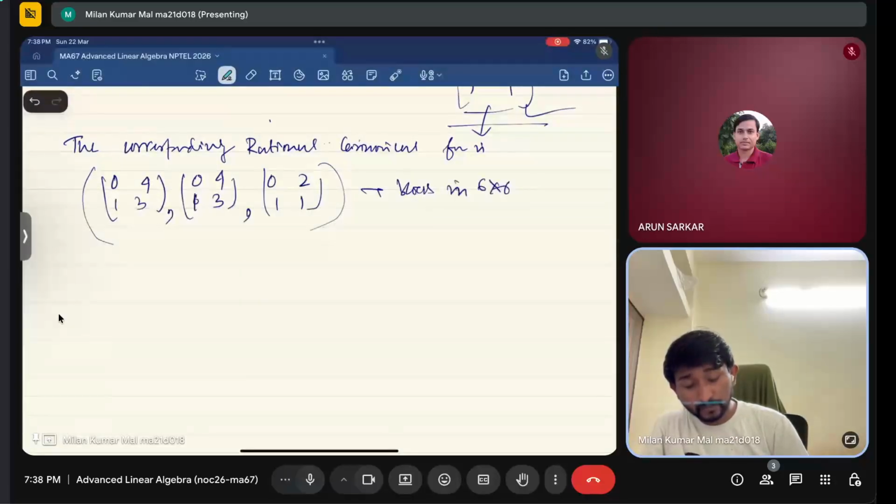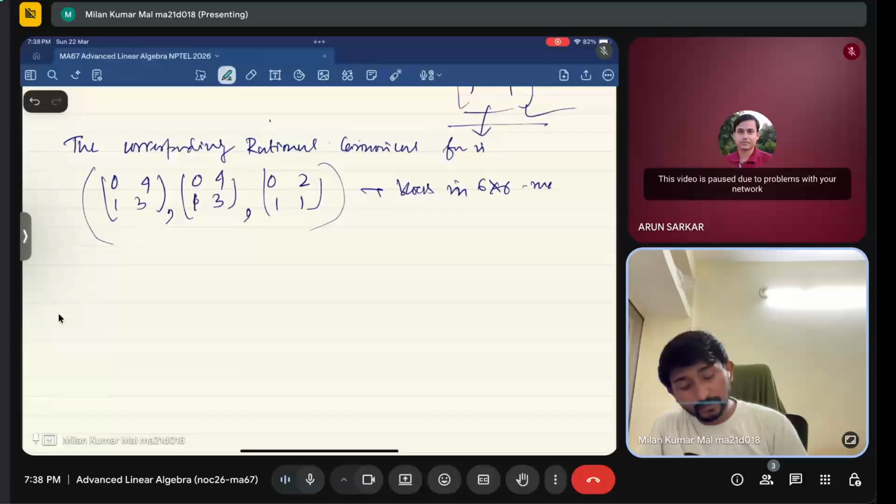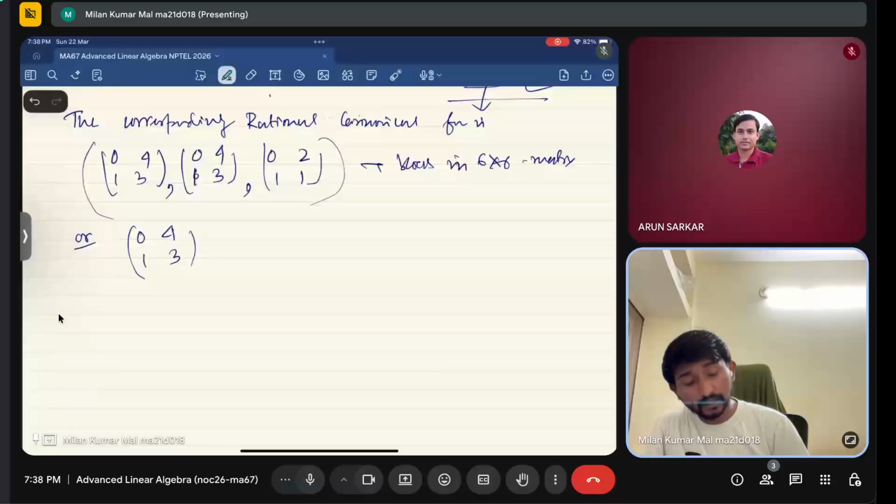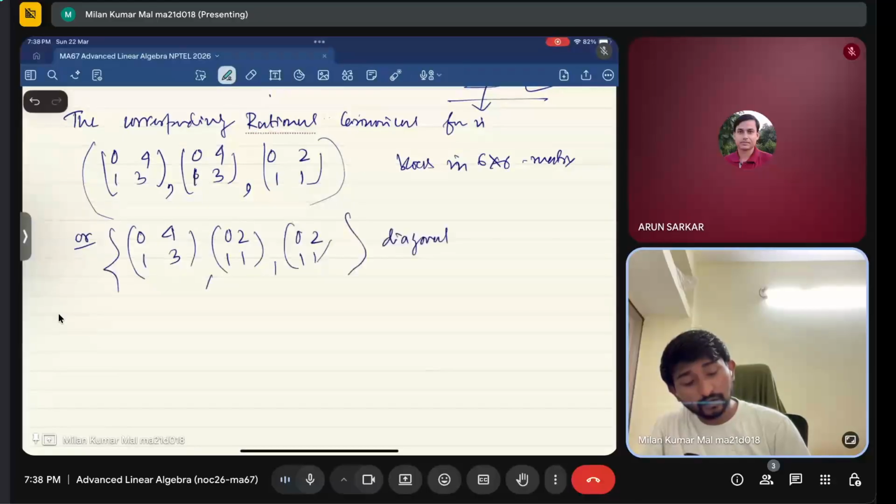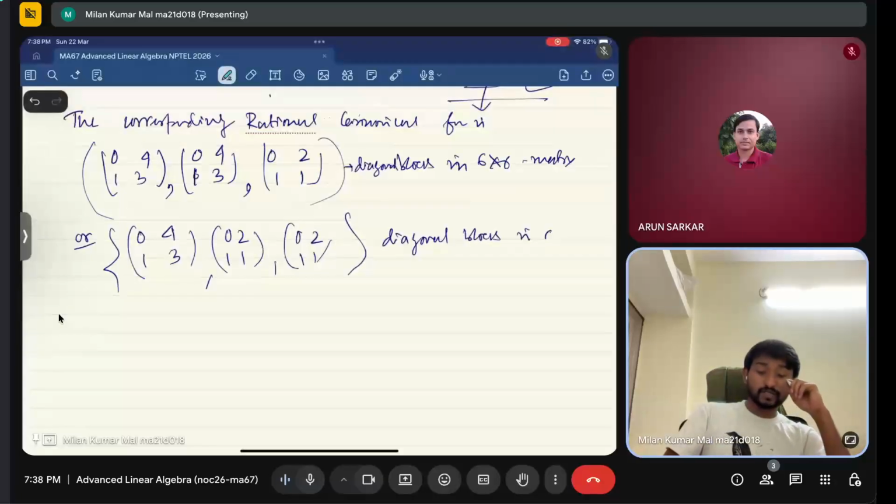Or suppose it is repeating: 0 2 1 1, 0 2 1 1, diagonal blocks. These are also diagonal blocks in a 6 by 6 matrix. So these are the options.